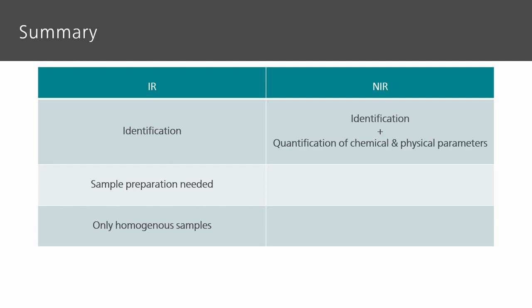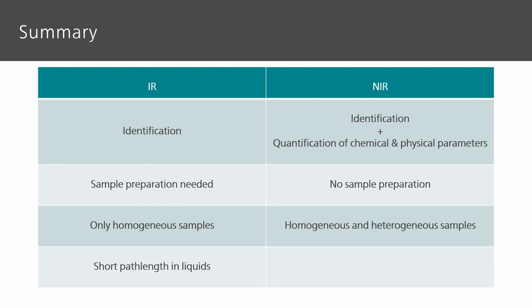On the contrary, NIR spectroscopy can be used for the identification of molecules and quantification of chemical and physical parameters, without needing any sample preparation. Because of the increased penetration depth of the NIR light, the analysis of heterogeneous solid samples is also possible. When dealing with liquid samples, longer path lengths can be used for NIR spectroscopy compared to IR spectroscopy. A strong argument for using NIR spectroscopy for online measurements in industrial process environments.